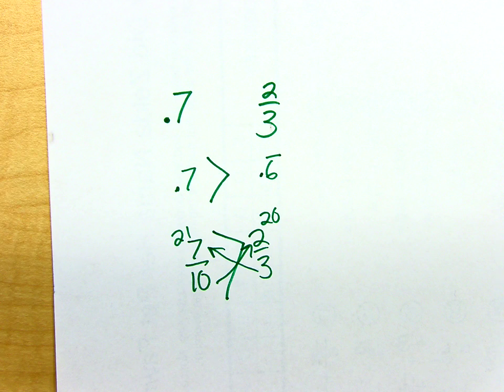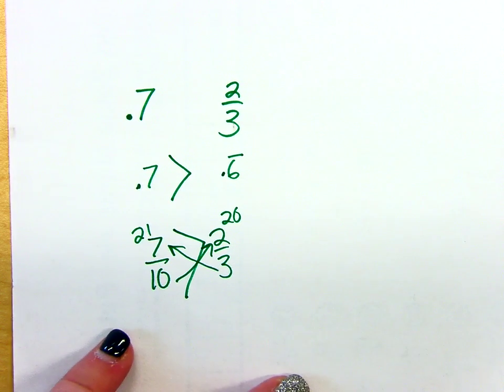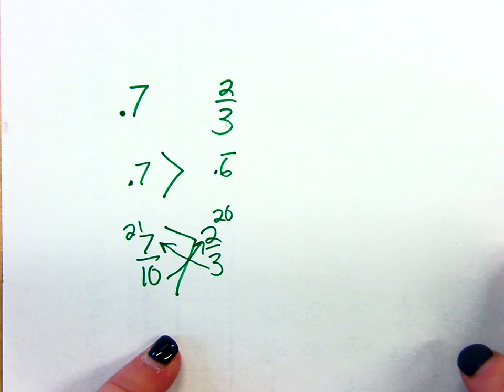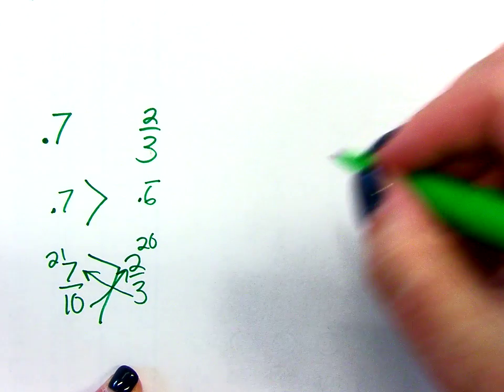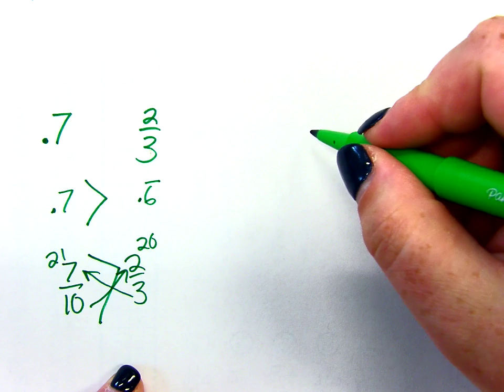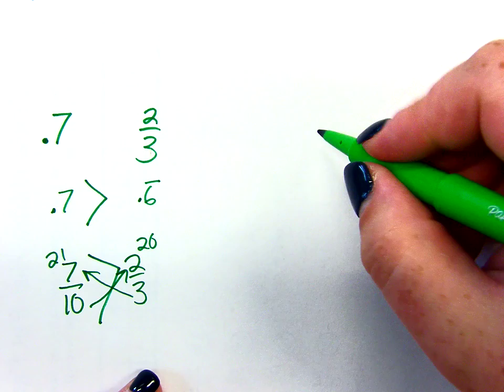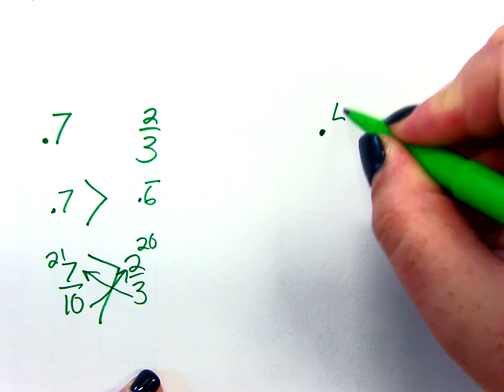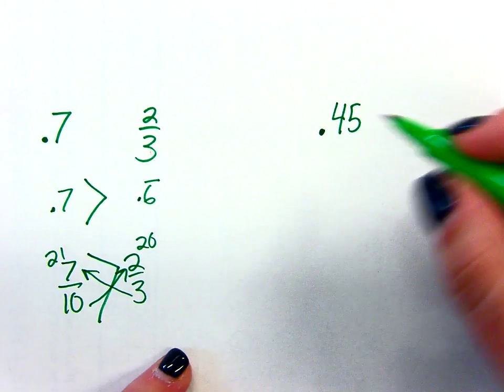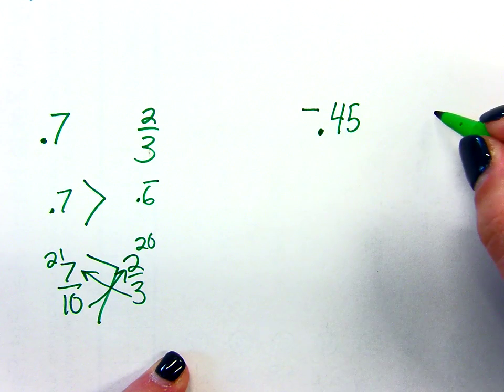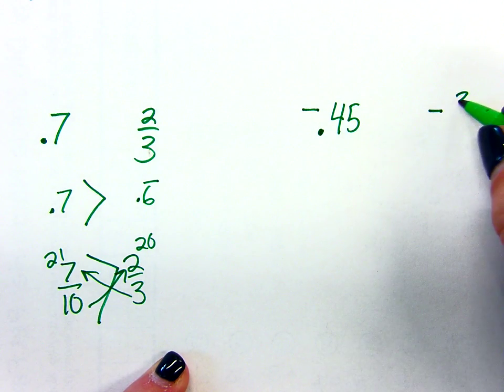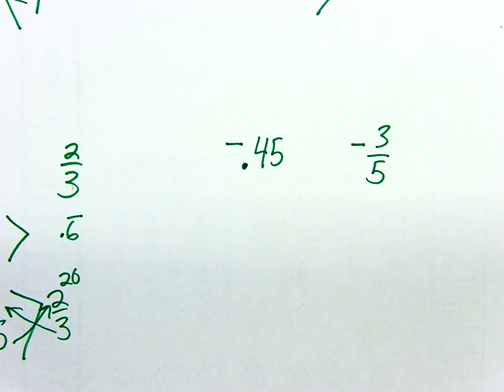Let's try one where they're both negative. I don't have enough room on my sheet, so I guess I have to go to another sheet. Let's try, oh, I don't know, how about, let's do this. 0.45 and, oh, I wanted to make them both negative, didn't I? And negative, oh, I don't know, 3/5. You might be able to do this one in your head. Be careful, they're both negatives.